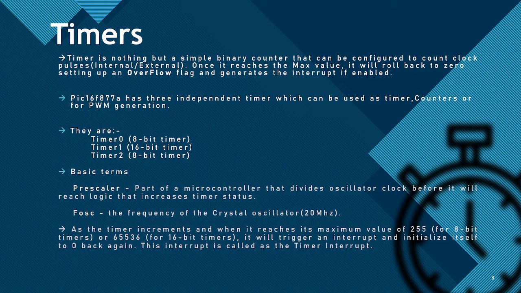Timer. Timer is nothing but simply a binary counter that can be configured to count clock pulses. Once it reaches the maximum value, it will roll back to 0, setting up an overflow flag and generate the interrupt if enabled. PIC16F877A microcontroller has three timers which are independent of each other. They can be used as timer, counter or PWM generators. They are timer 0 which is an 8-bit timer, timer 1 16-bit timer, timer 2 8-bit timer.